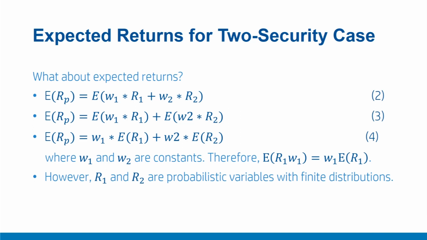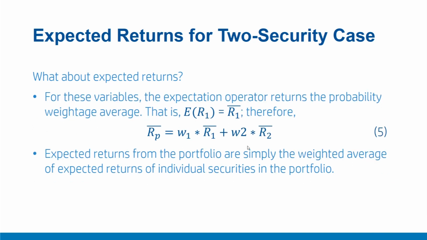Please note here that R1 and R2 are probabilistic random variables with finite distributions. Generally, such distributions are approximated by a normal distribution. And therefore, for these random probabilistic variables which are returns, expectations can be computed. For example, the expected return on security 1, R1, is R1 bar. Similarly, expected return on security 2 is R2 bar. And if the investment weights are known, that is W1 and W2, the expected return on portfolio can be computed as Rp bar equals W1 times R1 bar plus W2 times R2 bar.